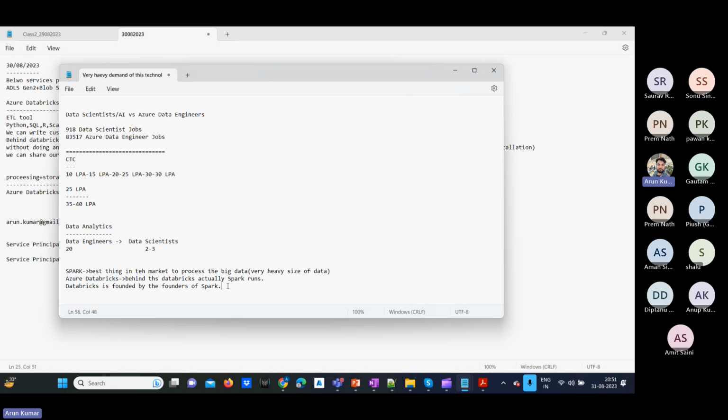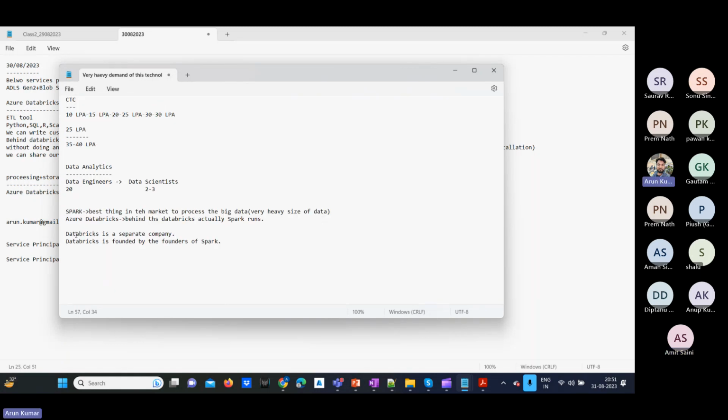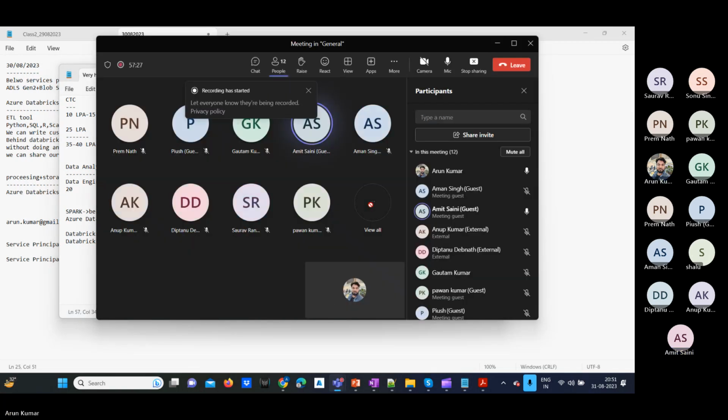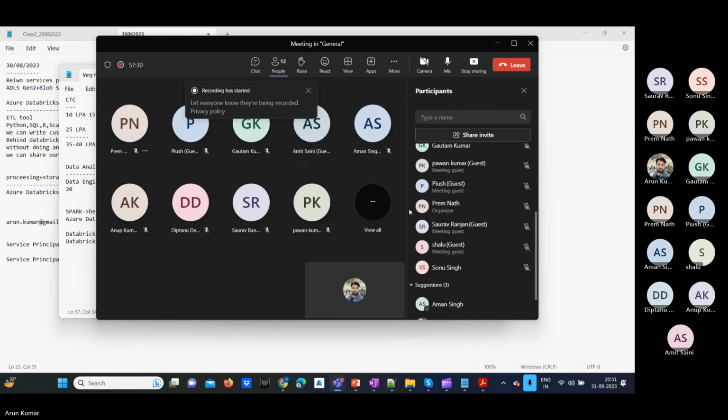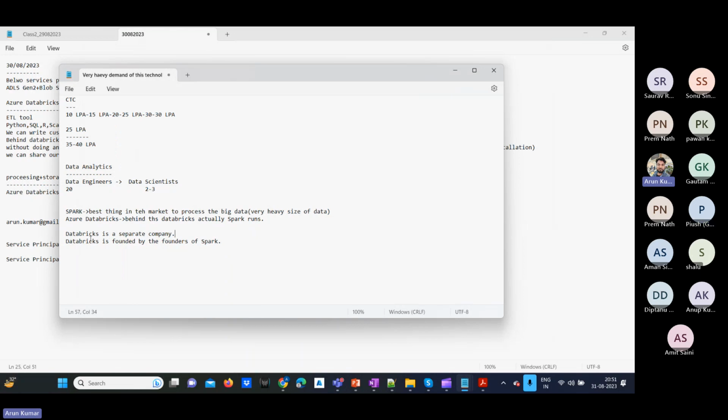And I said Databricks is a separate company. Databricks is a separate company, and behind it Spark actually runs, and it is founded by the founders of Spark.